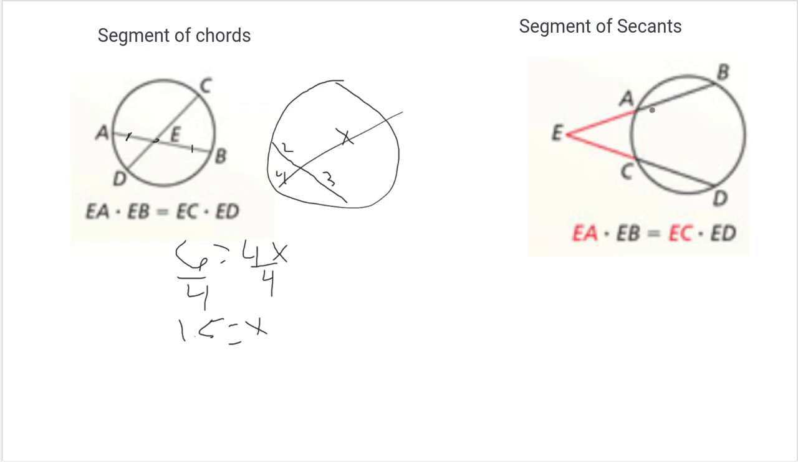If the segment we have comes outside the circle, we say EA times the whole thing is the same ratio as EC times the whole thing. And the same idea, if this was 2, this was 4, this was 3, we could figure out what this side is.